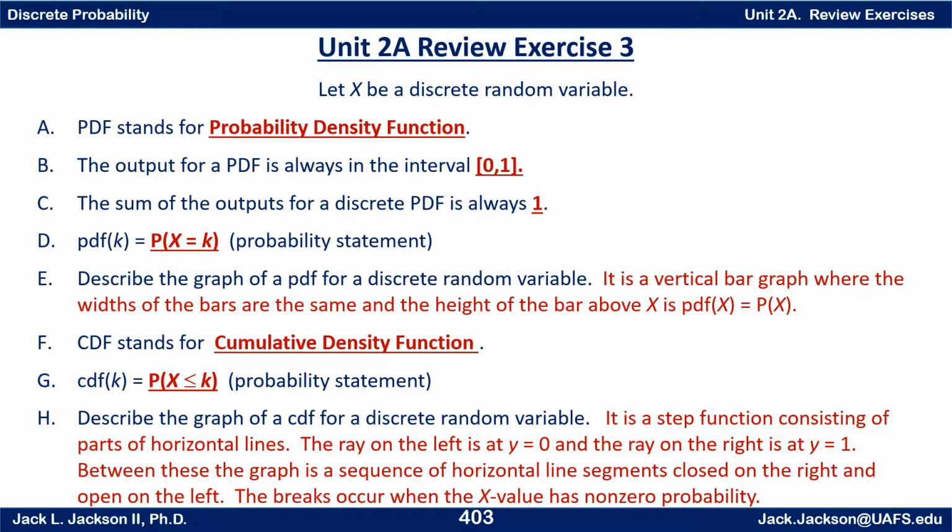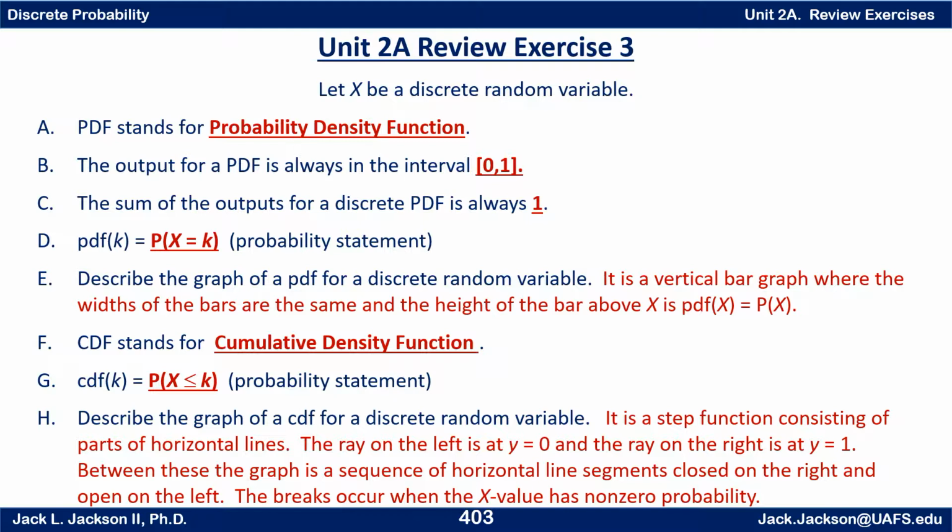In this context, PDF stands for probability density function. The output for a PDF is always in the interval 0 to 1, including 0 and 1 as possibilities. After all, the output is a probability. So, like all probabilities, it's in the interval 0 to 1. The sum of the outputs for a discrete PDF is always 1. Remember, everything on the output is a probability.